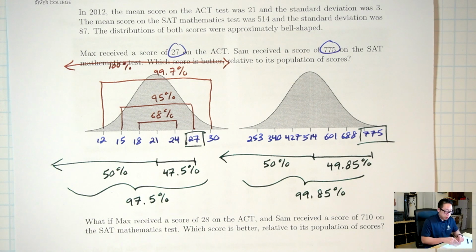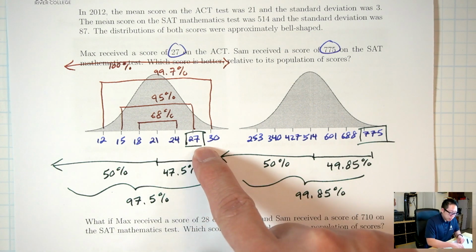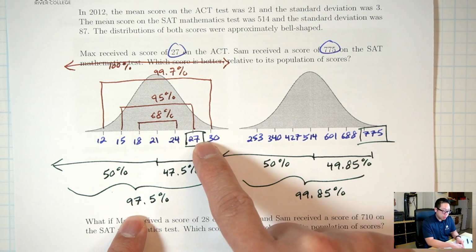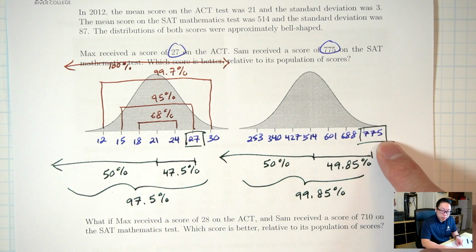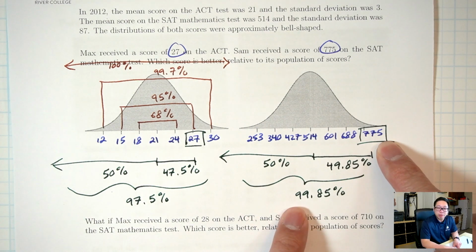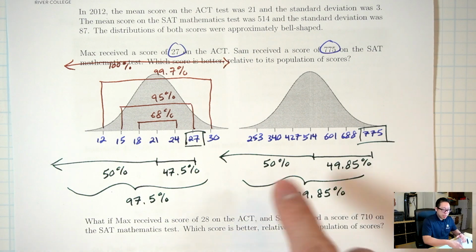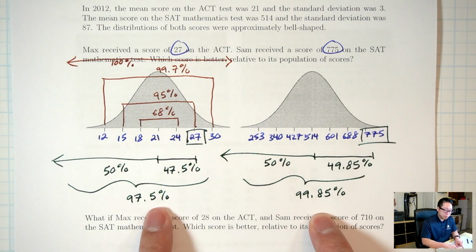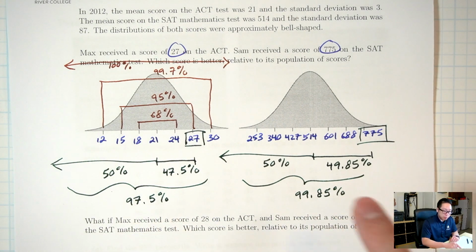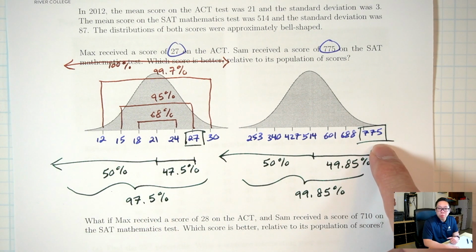In other words, Max did better, or Max beat 97.5% of the people who took the test. Sam beat 99.85% of the people who took the test. So in other words, Sam did better because he beat more people than Max. And that's why Sam's score is better.